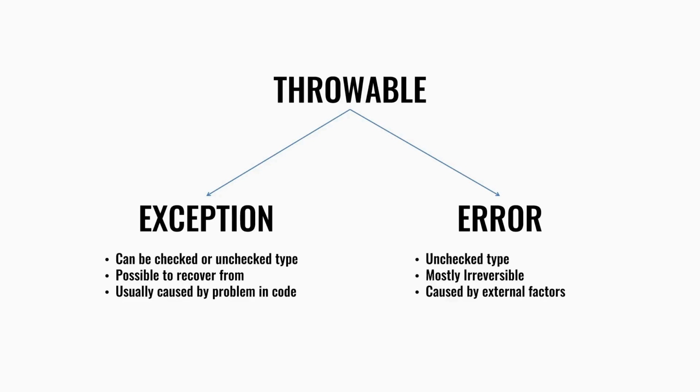Finally, an exception usually occurs due to a problem in code, like you forgot to put a validation before using a null object or trying to divide a number by 0. But an error is typically caused by external factors such as hardware failure, system crash, or resource exhaustion.